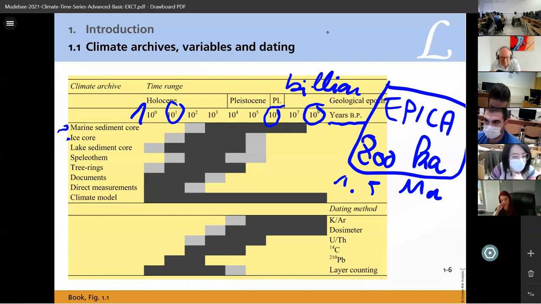Anyhow, with the help of marine sediment cores, you can look further back in time. You see here that the shading goes back 10 to the power of 7 or 8 years. That means several tens or maybe several hundreds of millions of years. So we can look pretty far back in time. So this is an archive. Well, why does a marine sediment core contain the climate information?